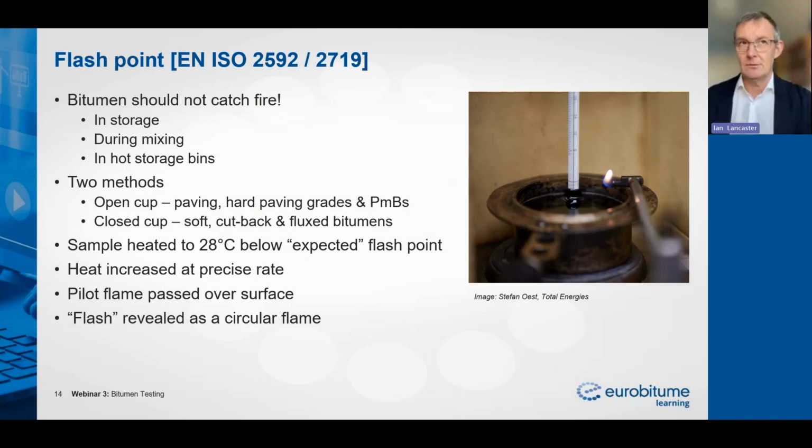And there will come a point where there is sufficient volatile material in the atmosphere above the surface of the bitumen to cause what's called a flash. And a flash is a circular flame that spreads out, and it's at that point, at that temperature, where, given a source of ignition, we could get a fire. Now, for most paving grade bitumens, the flash point is well in excess of 200 degrees, and most of our mixing temperatures are well below that. So we do effectively minimize the risks of bitumen catching fire. But it's a very important parameter for us to know.